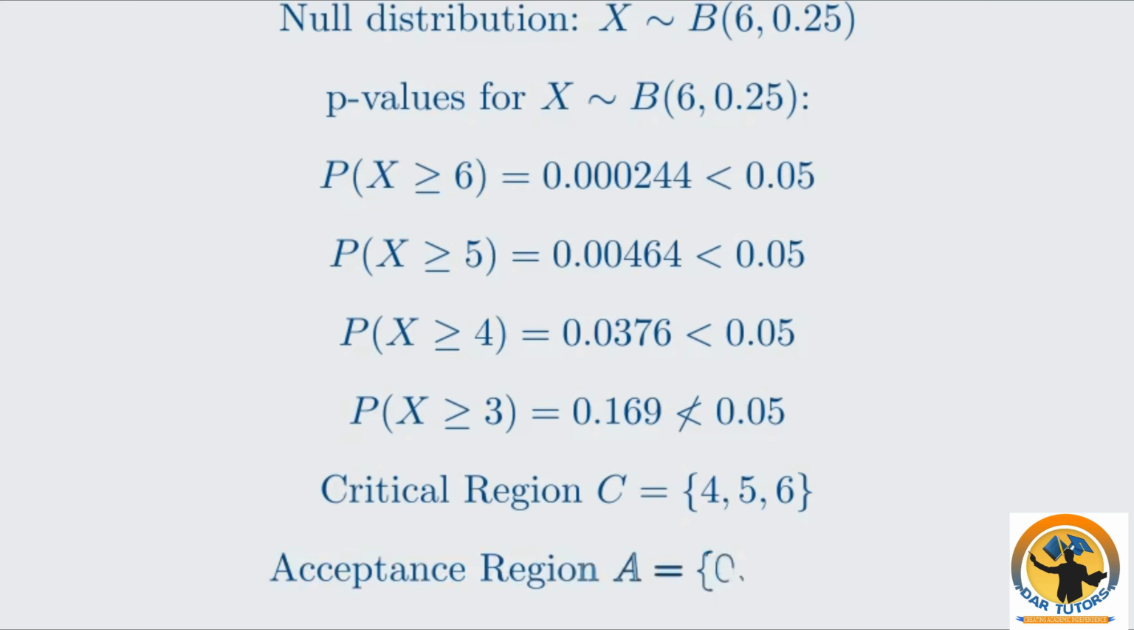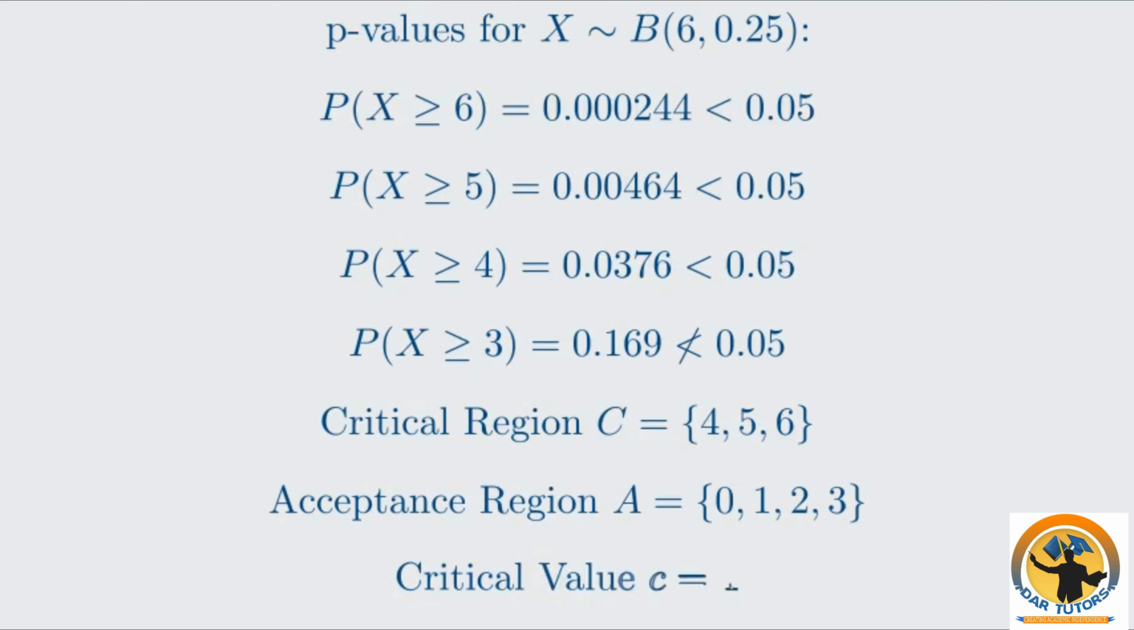The complement of the critical region is the acceptance region, A. In this case, if we observe 0, 1, 2, or 3 successes, we would not reject the null hypothesis. The critical value, c, is the value that defines the critical region. For an upper-tailed test, it's the smallest value in the critical region. So here, the critical value is 4.